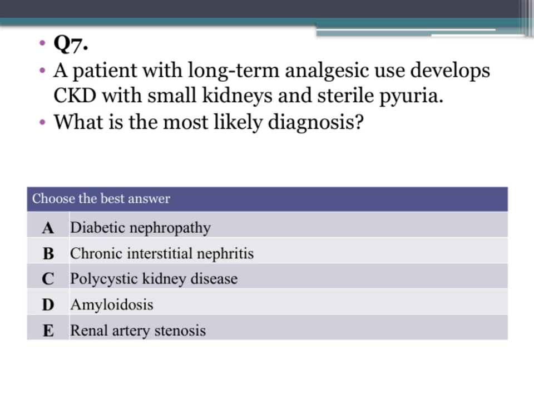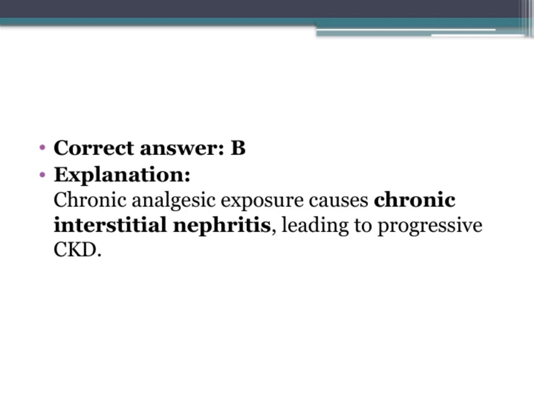It often causes small, shrunken kidneys, and sterile pyuria is a common finding because the inflammation affects the interstitial tissue without causing infection. This example underscores an important concept in our presentation: how chronic medication use can lead to specific patterns of kidney damage. Recognizing these patterns helps us differentiate between various causes of CKD. So, when faced with small kidneys and sterile pyuria in a patient with a history of long-term analgesic use, chronic interstitial nephritis, or analgesic nephropathy, becomes the most probable diagnosis. The correct answer here is B.